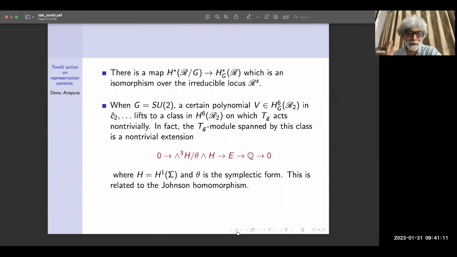I'm sorry, if you could say it a little bit, there's an echo. I was wondering, is there a geometric way to see that extension should appear in the cohomology of the character variety? Yeah, so it does show up in the cohomology of the character variety.